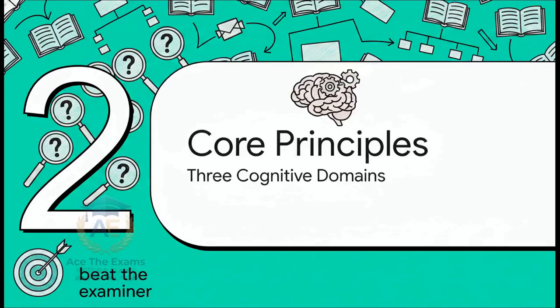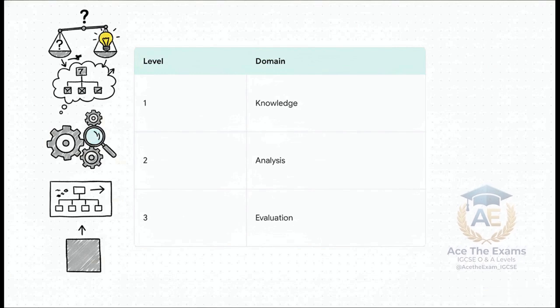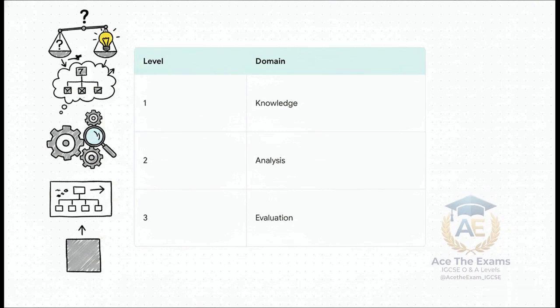Section 2. Decoding core accounting principles. The 3 cognitive domains. To beat the examiner, you have to understand exactly what they are testing beneath the surface of the prompt. We're going to look at the 3 marking bands, which Cambridge calls assessment objectives, AO1, AO2, and AO3.